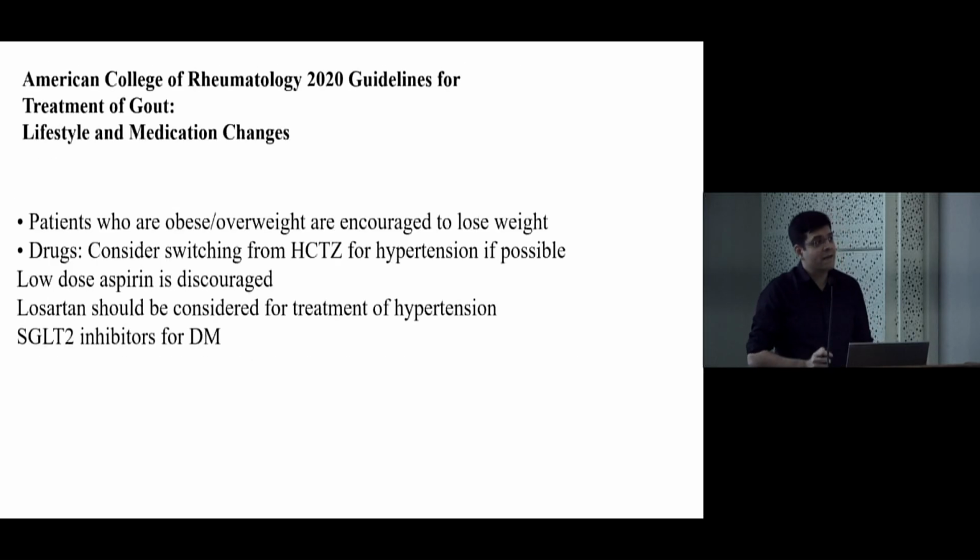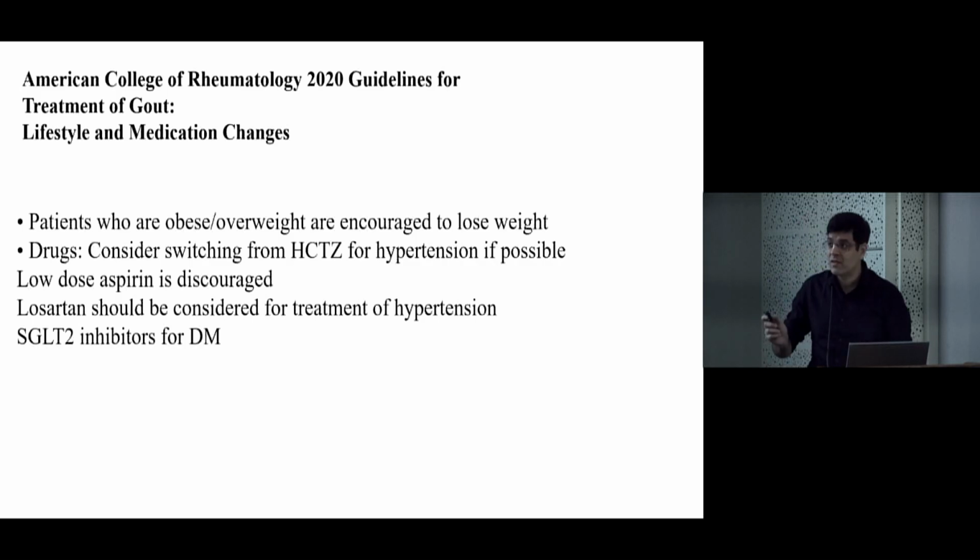So does it mean that we don't treat our patients who have hyperuricemia? No, we address the cause, we find the cause. Are these patients obese? And then if they are obese, then we encourage weight loss. Are they on any medicines that are increasing the uric acid, like the diuretics? Do they have hypertension? If they have hypertension, we can give them losartan, which has uricosuric effect. Are they diabetic? We can discuss using SGLT2 inhibitors, again that has a uricosuric effect.